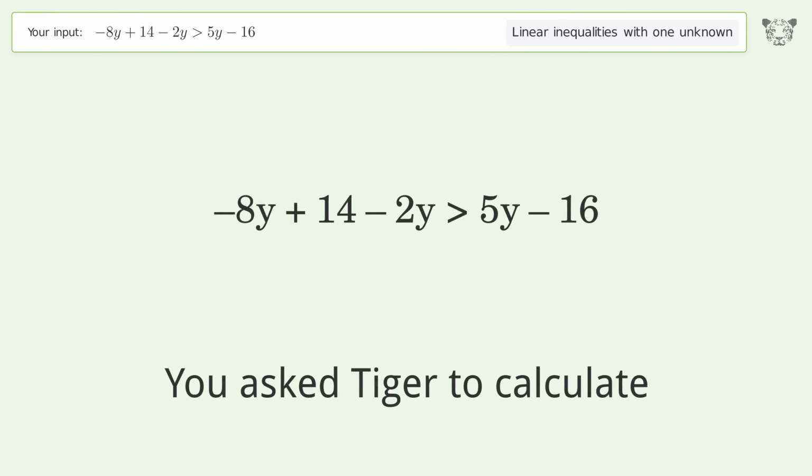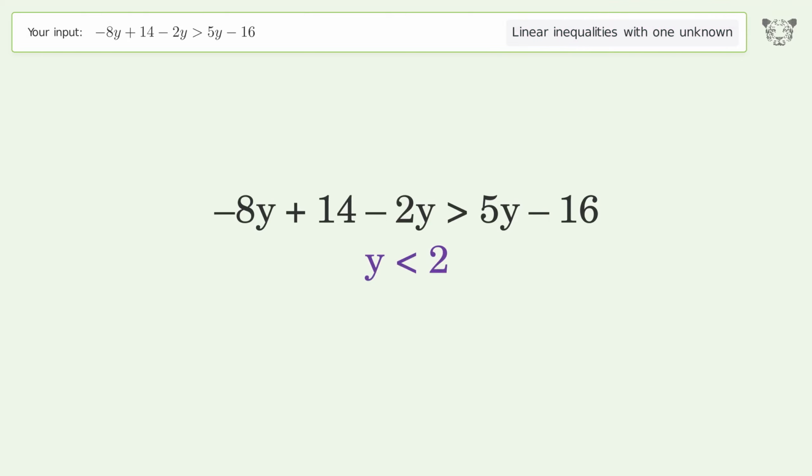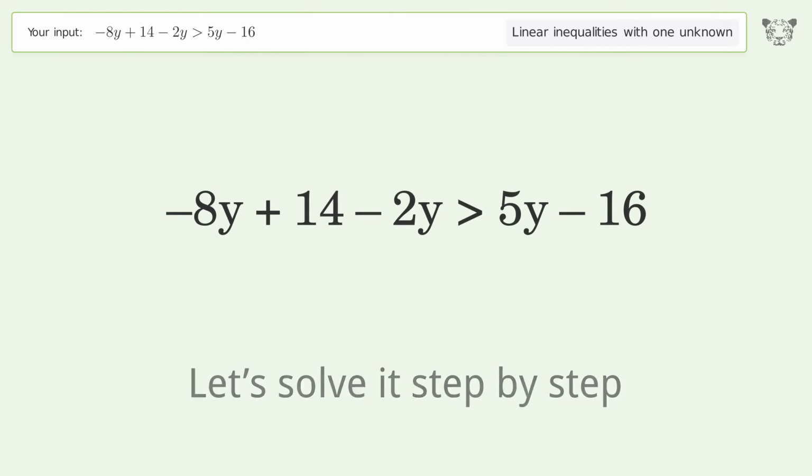You ask Tiger to calculate. This deals with linear inequalities with one unknown. The final result is y smaller than 2. Let's solve it step by step.